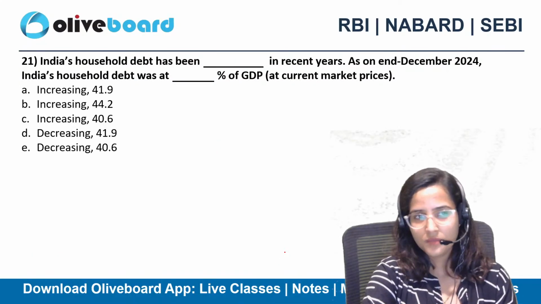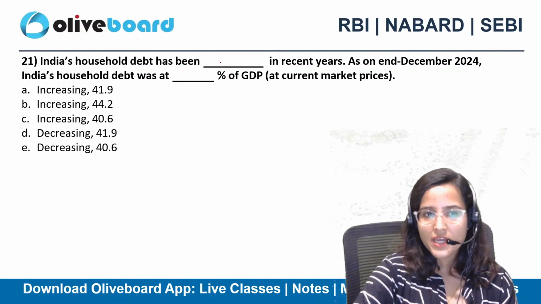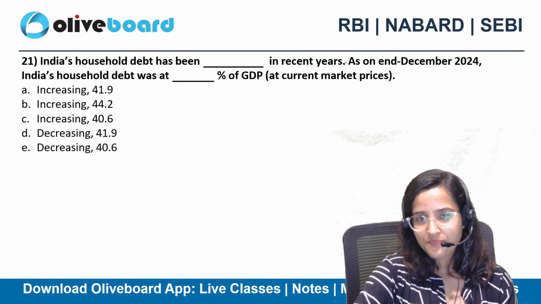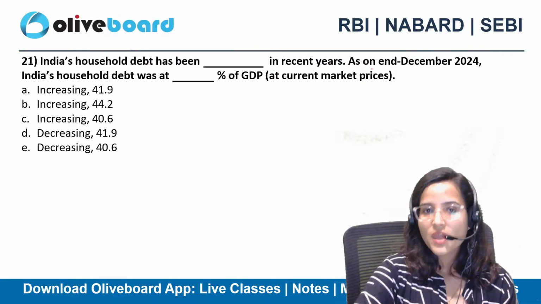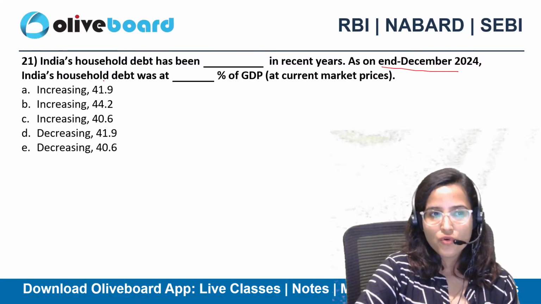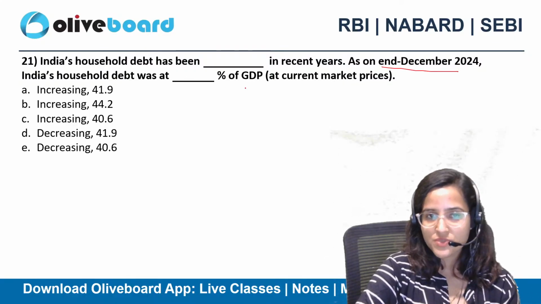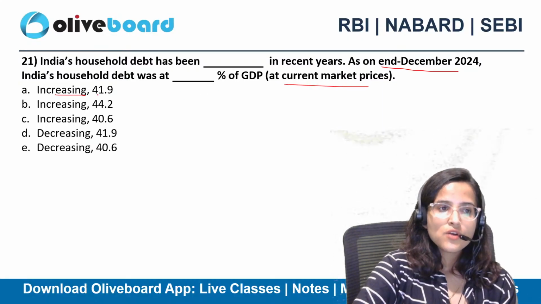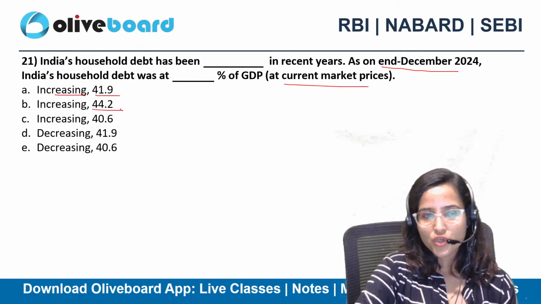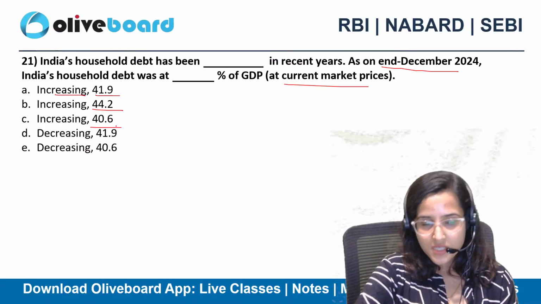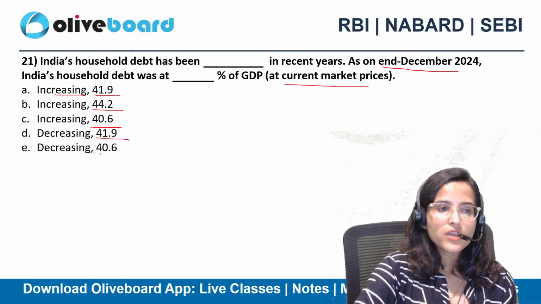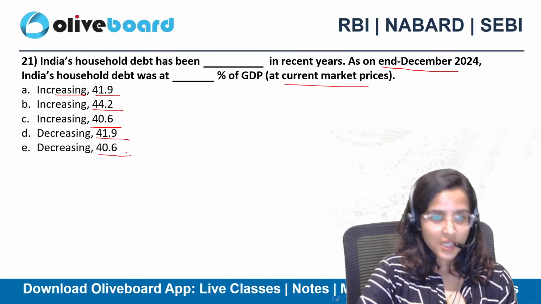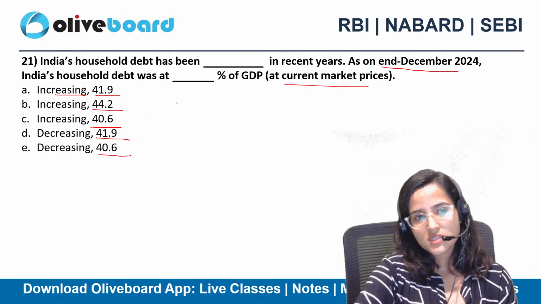Okay. India's household debt has been dash in recent years. Is it increasing or decreasing? As on end December 2024, India's household debt was at dash percentage of GDP at current market prices: increasing 41.9 or 44.2 or 40.6, decreasing 41.9 or 40.6. A, B, C, D, E, what is the answer?